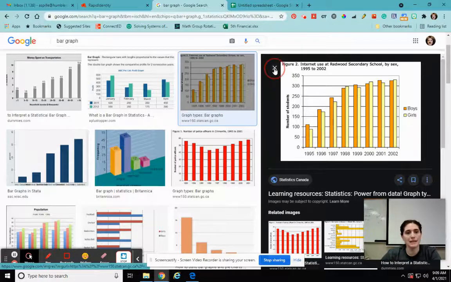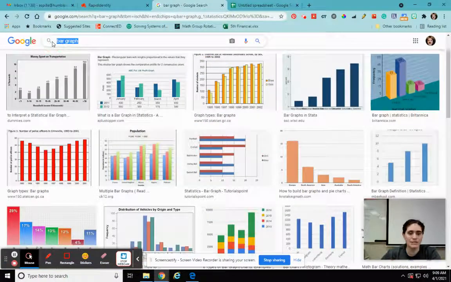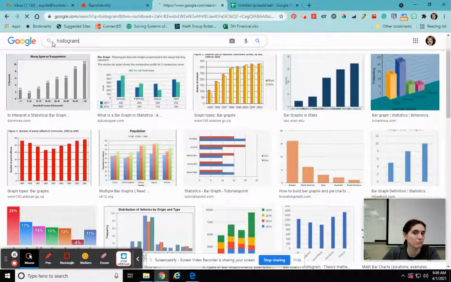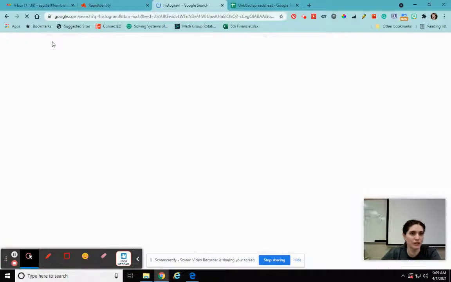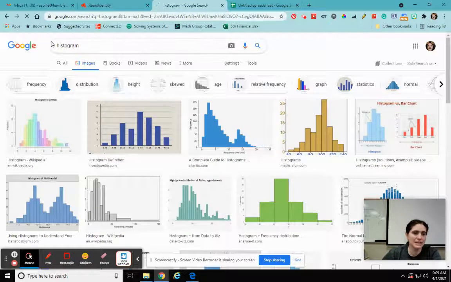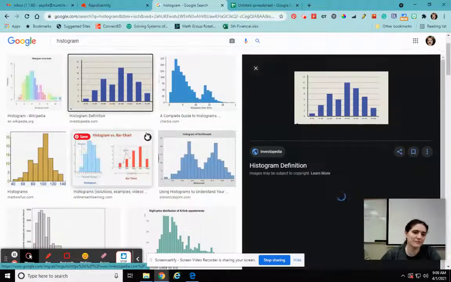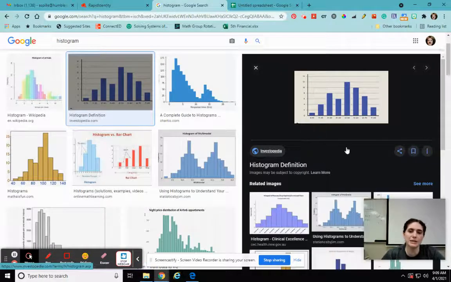What we want to look at is a histogram. A histogram is slightly different. It looks a lot like a bar graph, but it's not. Okay, this is a histogram. Looks like a bar graph, right? You're all like, you lied, you said it's not the same. It's not the same.